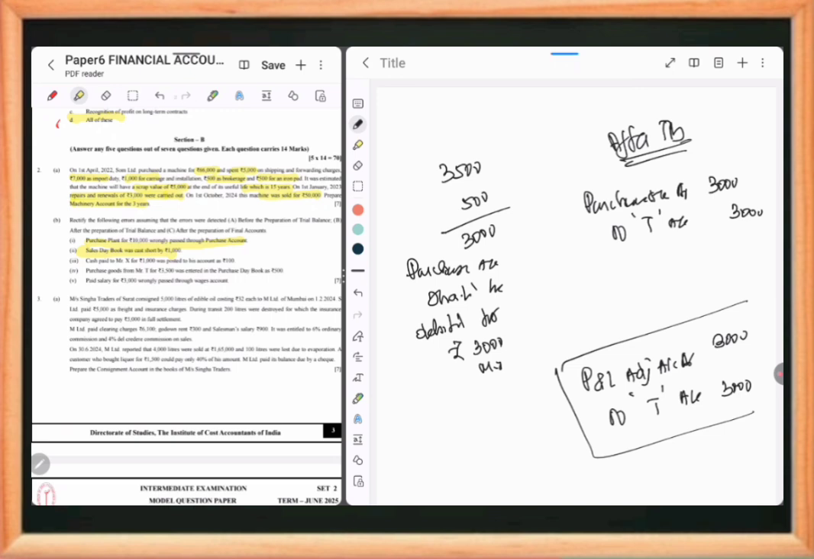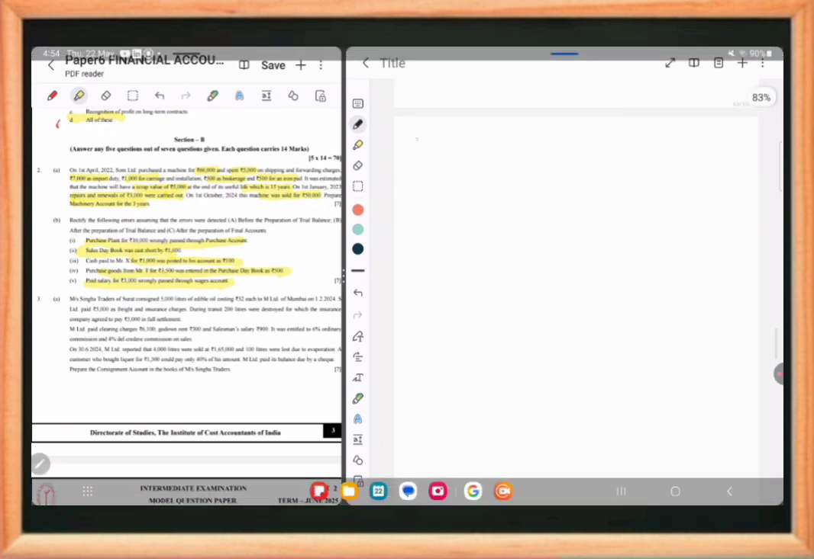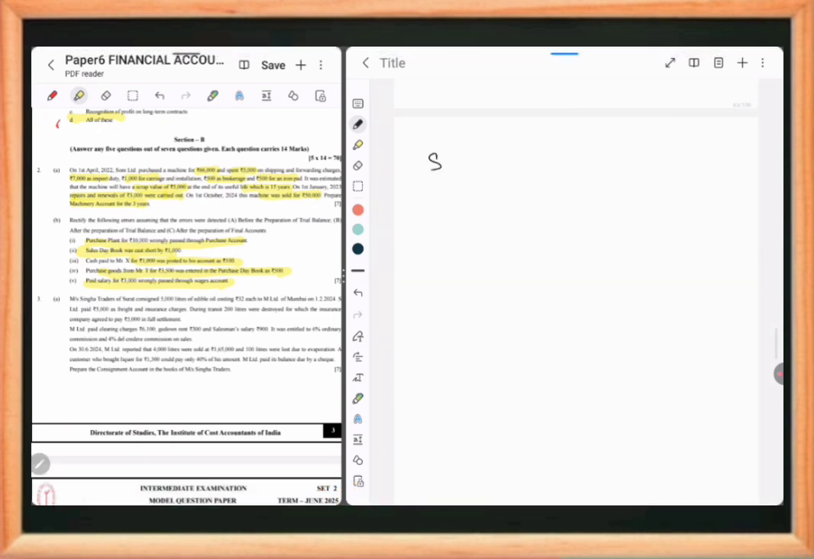And then another one is cash paid for salary of rupees 3,000 wrongly passed through the wages account. Here we have to pass the right entry, the wrong entry, and then the correct entry. Actually we paid only salary. So salary account debit to cash. This is a correct entry. But instead of that we passed a wrong entry. Instead of debiting salary account, we debited wages account debit to cash. How much? For the same 3,000 rupees.